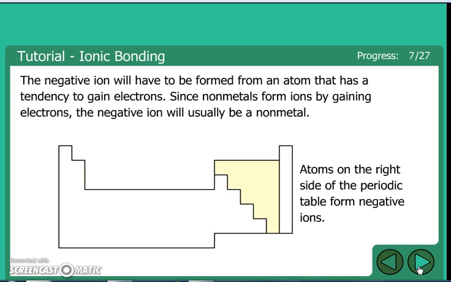The negative ion will have to be formed from an atom that has a tendency to gain electrons. Since nonmetals form ions by gaining electrons, the negative ion will usually be a nonmetal. Atoms on the right side of the periodic table form negative ions. Now you can answer questions 8, 9, and 10.